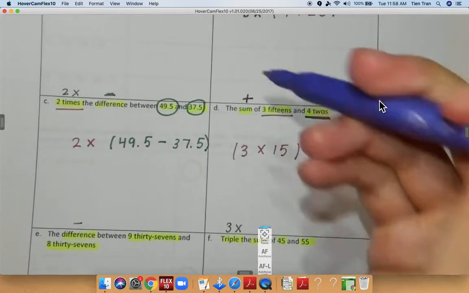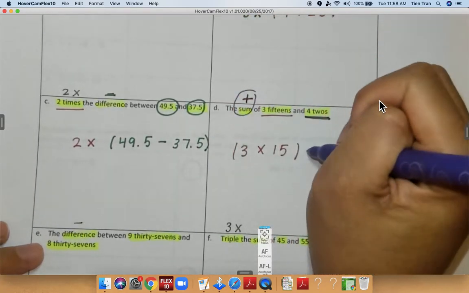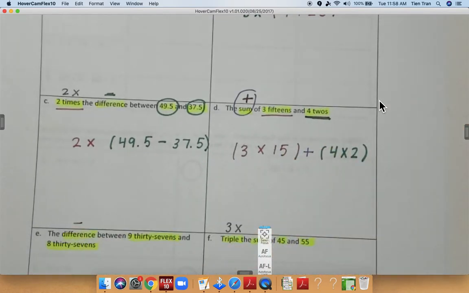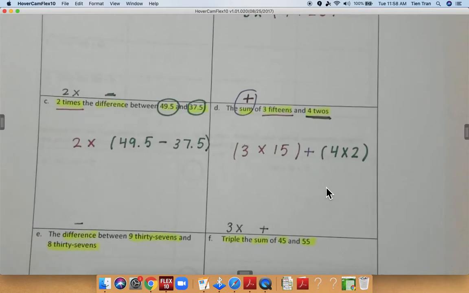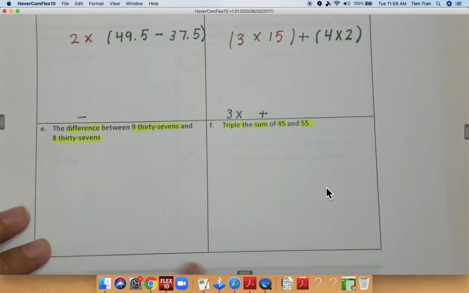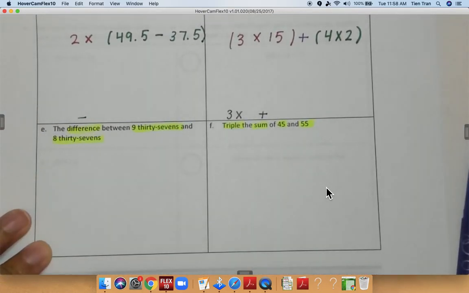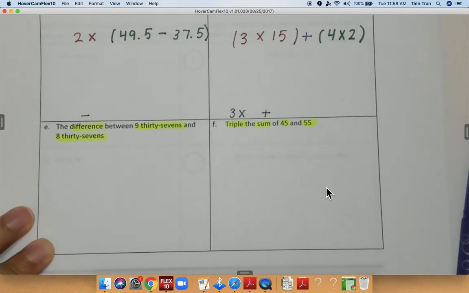And what am I doing? I am adding them. So I'm going to make sure I add both of them together. I don't know why this is showing. There you go. Now for problem E, they want you to find the difference between 9 thirty-sevens and 8 thirty-sevens.